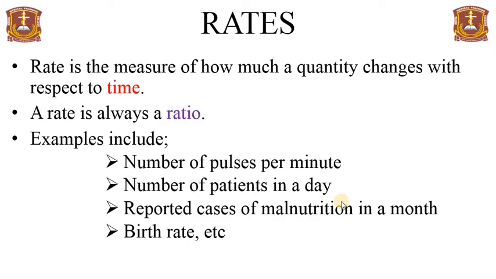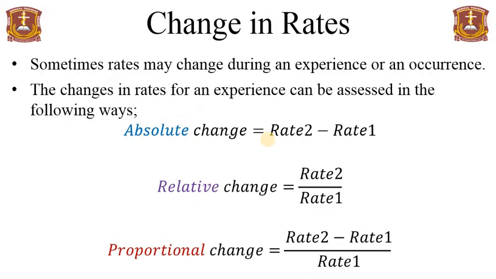of patients a day, that's a rate, reported cases of malnutrition in a month, rate, birth rate. If you look at all this, you see some kind of link with time, which is a very important aspect of talking about rates. Now, in the process of describing a rate in a given occurrence, you may realize that there could be change in the rates. We would have an initial rate, what we call rate 1, then new rates in the process, rate 2, and so on and so forth.